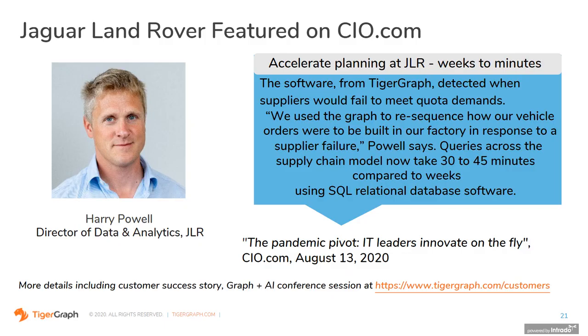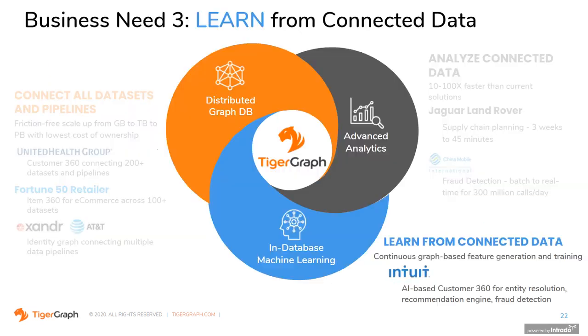Again, there's the CEO talking about how queries across the supply chain now take 30 to 45 minutes compared to weeks when they were using a SQL relational database. So again, that's highlighting the difference between the relational architecture, which we know and love, versus graph databases. On paper, it looks like it should work, but if you look at the actual performance of the products, graph could really be your only way these days.